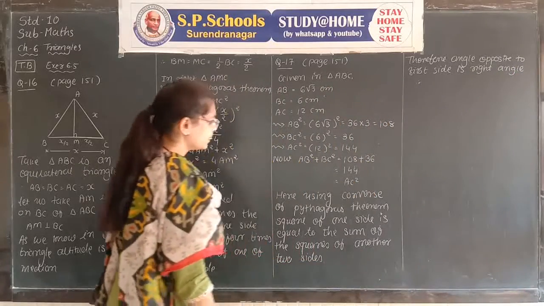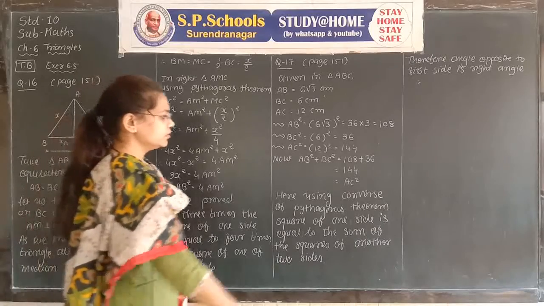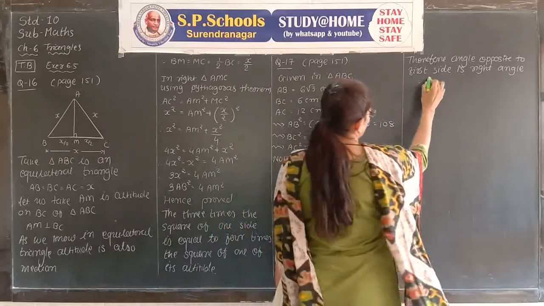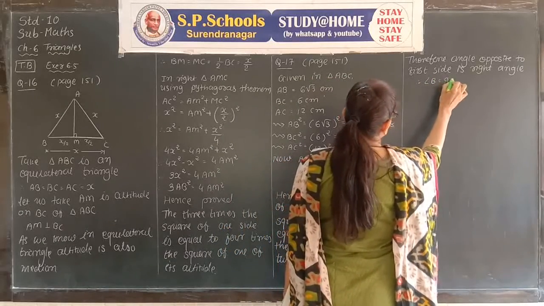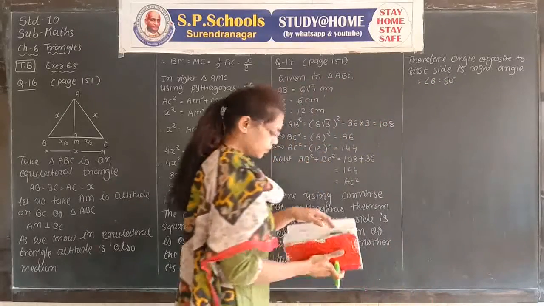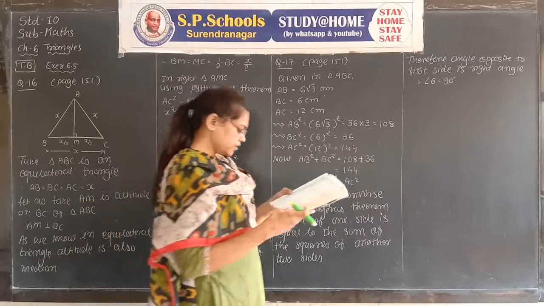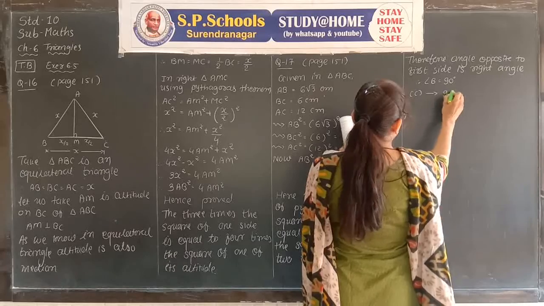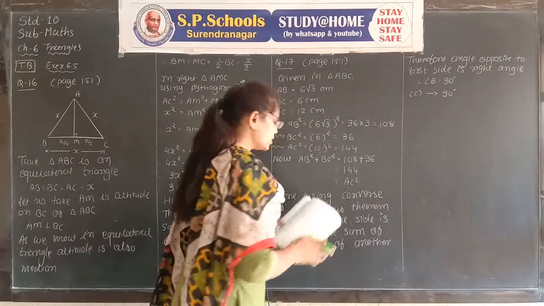Therefore, which angle? The first side is AC, its opposite angle is B. Angle B is equal to 90 degree. We want to find angle B, so option C, which is 90 degree, is our correct answer.